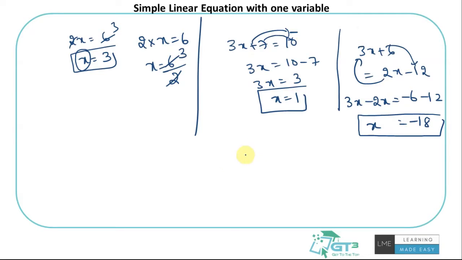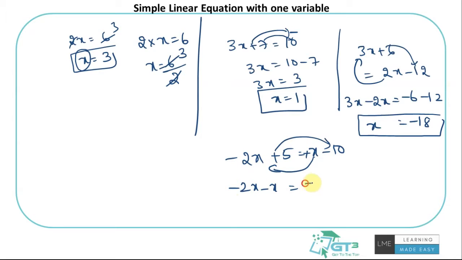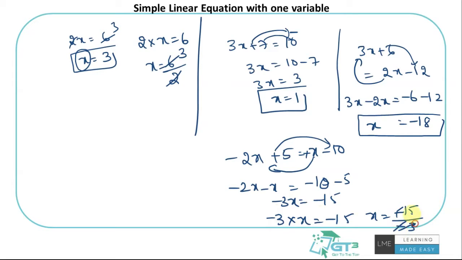Let's say I did something like minus 2x plus 5 equals x minus 10. What is my goal? I want to get all the x to one side and all the numbers to one side. So let me send this to this side. It's plus 1x, so that will become minus 1x. And plus 5 goes this side, it will become minus 5. So this will be minus 10 minus 5, so that's minus 15. This is minus 3x. So minus 3x is basically minus 3 into x is equal to minus 15. So x is equal to minus 15 by minus 3. 3 1s are 3, 3 5s are 15.